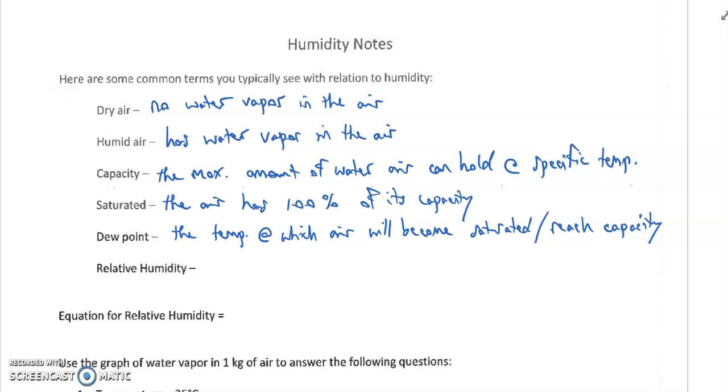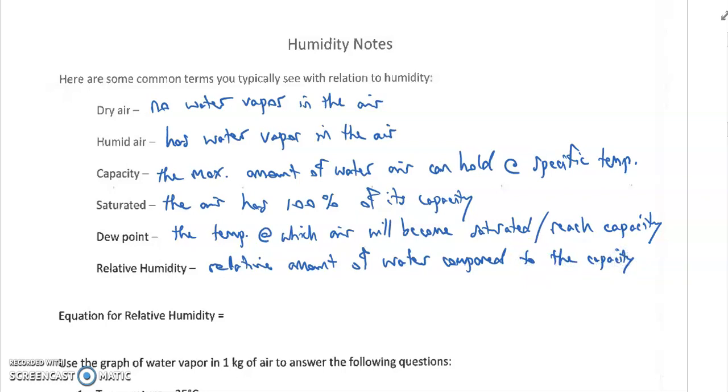Now, relative humidity is a way for us to describe how much water you actually have compared to what the max is. So this is the relative amount of water, compared to the capacity, compared to the max amount that it's allowed to hold. And it's a very simple equation here.